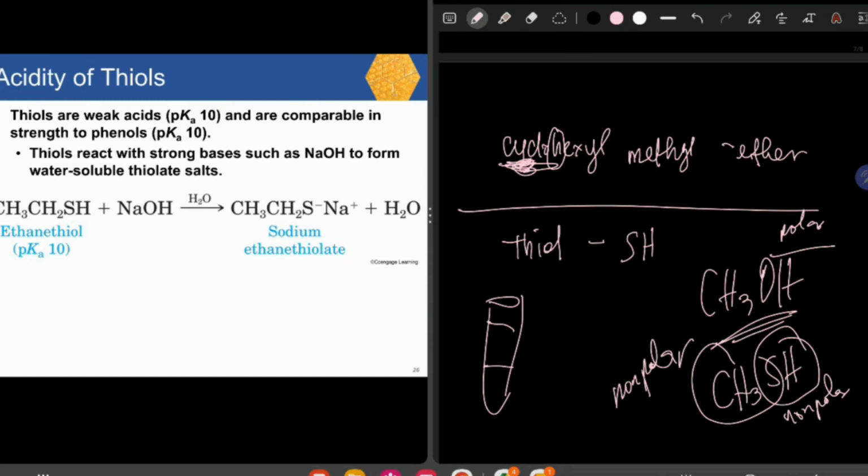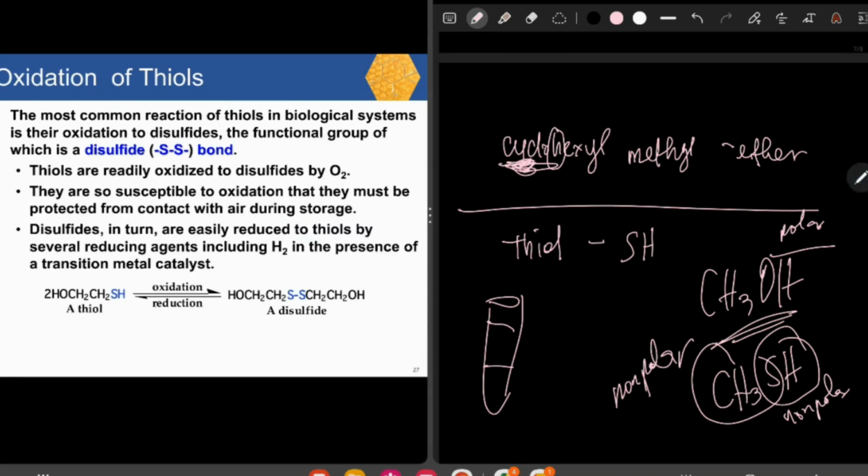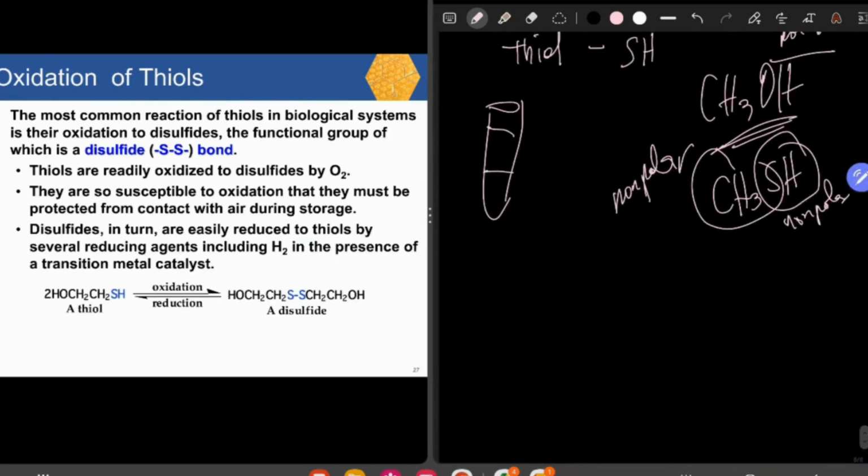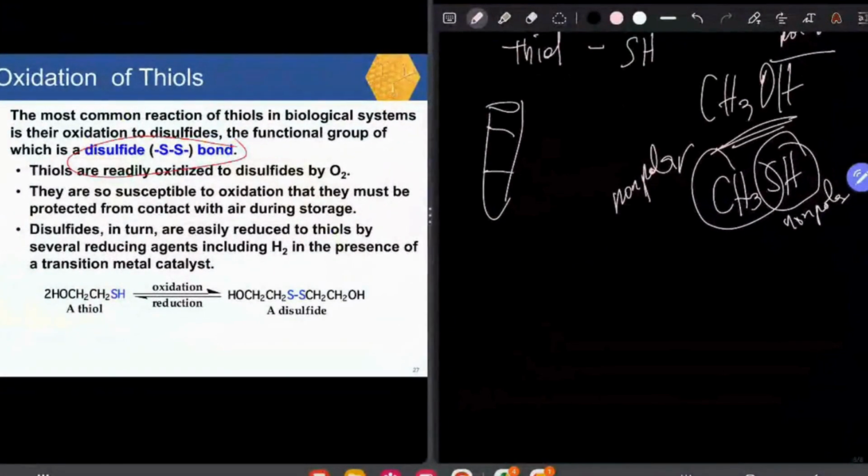Okay? We have also the acidity of your thiols. Now, for thiols, they are weak acids, pKa 10, and the thiols react with strong bases such as NaOH to form water-soluble salt. So, oxidation of thiols. The most common reaction ng thiols in biological systems is the oxidation to disulfides. Anong example nito, guys? Yung buhok natin, they contain disulfide bonds. Meron siyang S-S bonding.